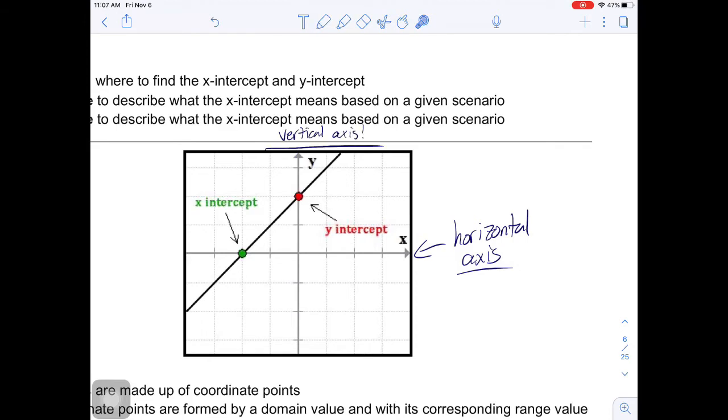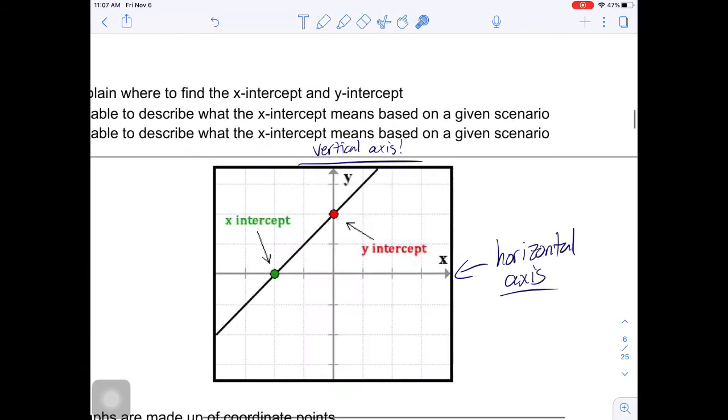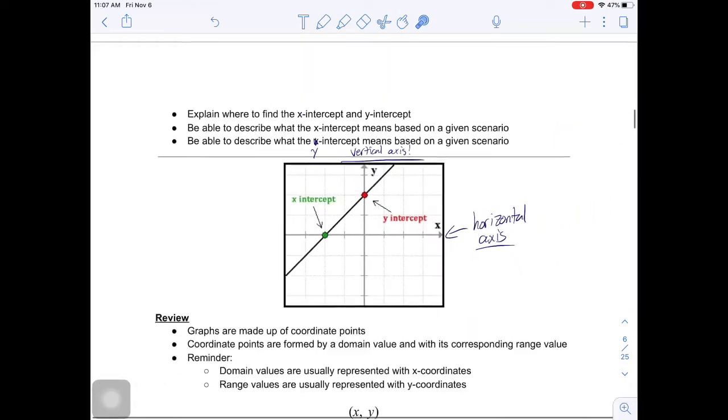And oftentimes, where your line or your graph meets these points are very special points. Okay, so that's what we're going to do. We are going to be able to describe what the x-intercept means based on a given scenario. So our x-intercept is when, again, your point or your graph touches the horizontal axis, known as the x-axis. We also need to be able to describe, this should say y, sorry everyone, the y-intercept and what that means. Our y-intercept being this intercept here. So what does this represent given a certain scenario?